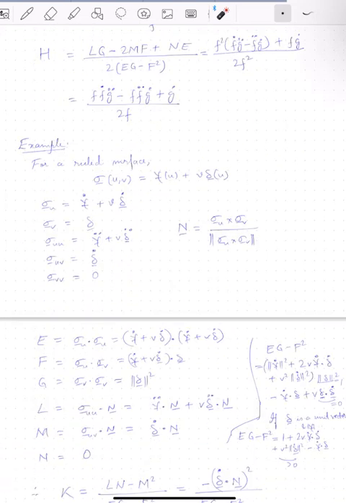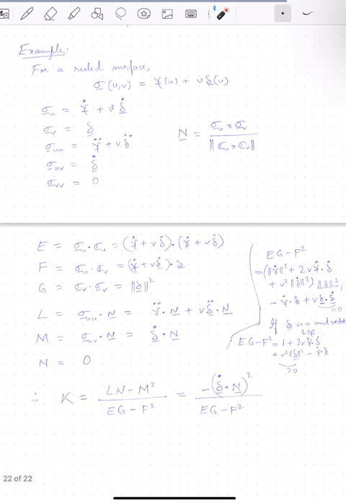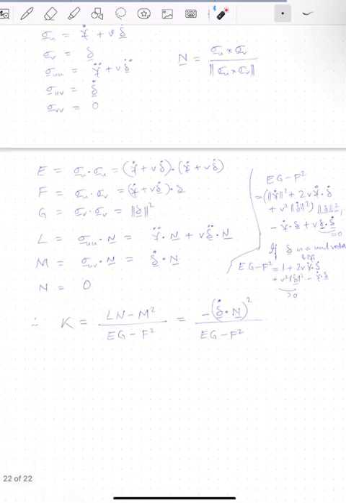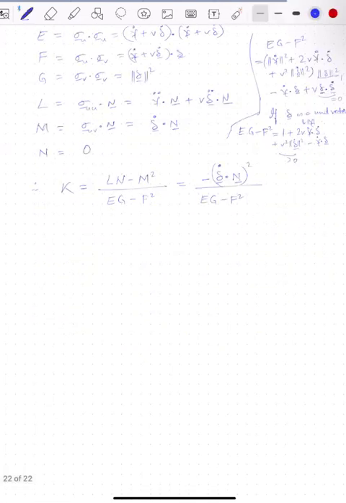And for a ruled surface, we concluded that K happens to be negative, as we can see clearly, or it's 0.